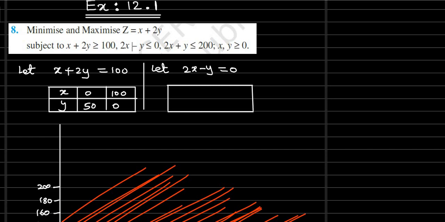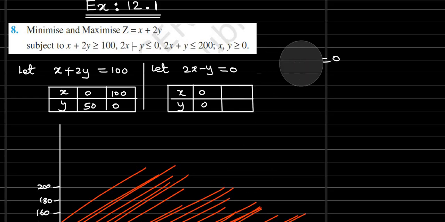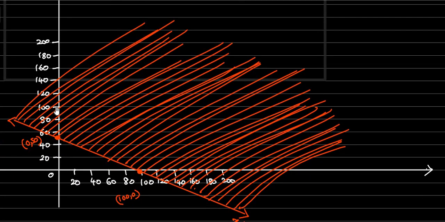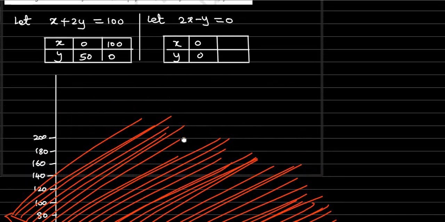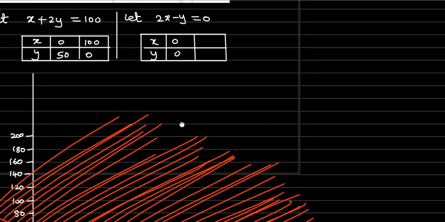To draw the line 2x minus y equal to 0 in a graph, a minimum of 2 points is required. If x is 0, y also is 0, since 2 times 0 minus 0 is 0. But is one point enough to draw the line? No. To draw the line, a minimum of 2 points is required. So for one more point, I'll take some other value, y as 120. Any value is fine.